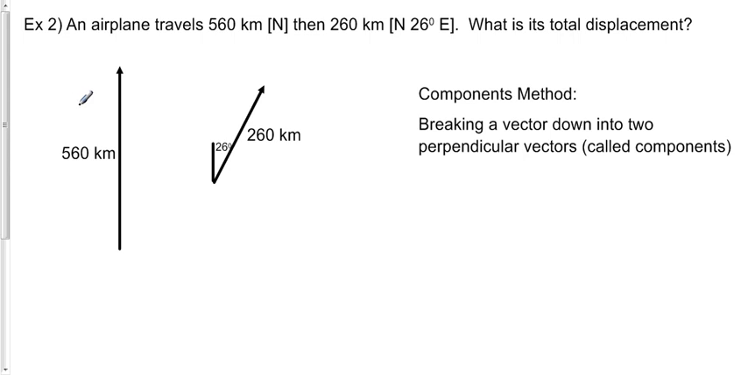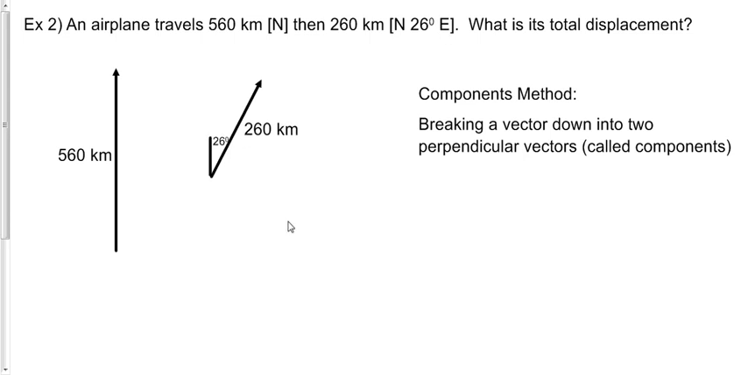Just in terms of math, the physics behind it is identical, but now we have to use a little more math skills to do this. So we have this airplane, it's traveling 56 kilometers north, so this vector right here, and then it's going to travel 260 kilometers north, 26 degrees east. So I've again labeled that vector for you here, and I want to know the total displacement.